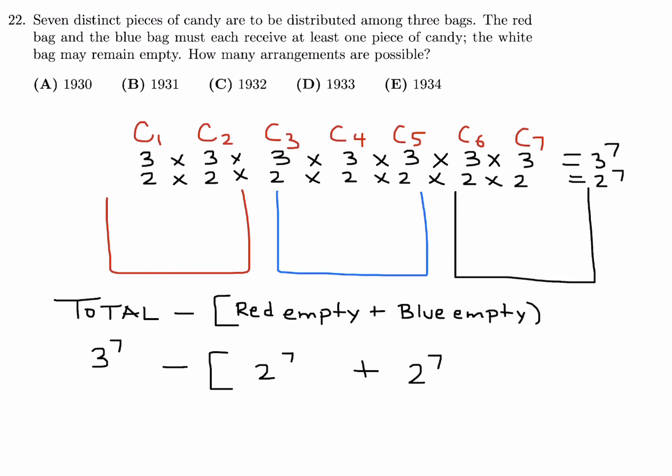But that doesn't completely finish the scenario. There's also a scenario where both are empty, right? So we have kind of double counted that. We have to subtract that. Both are empty. That means all the candies are in the white bag.